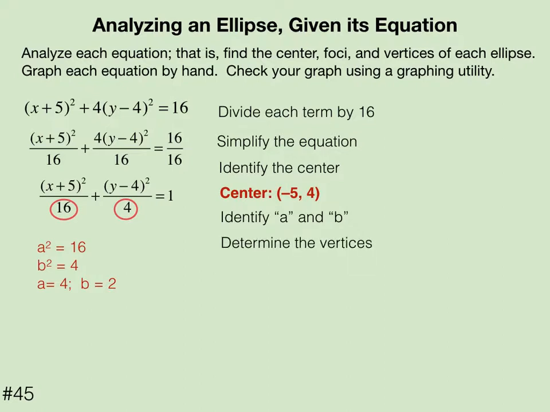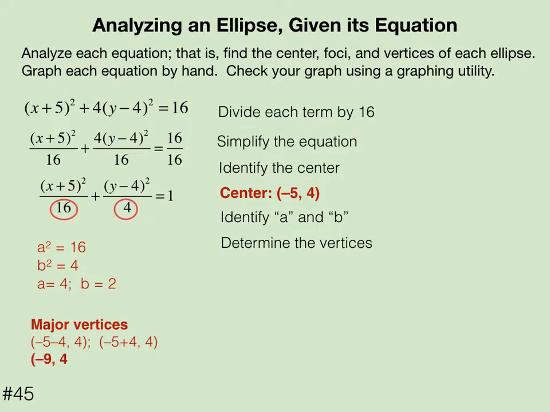To determine the vertices, we want to first consider the major vertices, that is, where the curve goes through the endpoints on the major axis. Now the major axis is going to be parallel to the x-axis because the number underneath the x squared term is bigger than the number underneath the y squared term. So we want to take our center, which is (-5, 4), and go to the left of that and to the right of that, the number of units that our a is. So we're going to go (-5 - 4, 4) and (-5 + 4, 4).